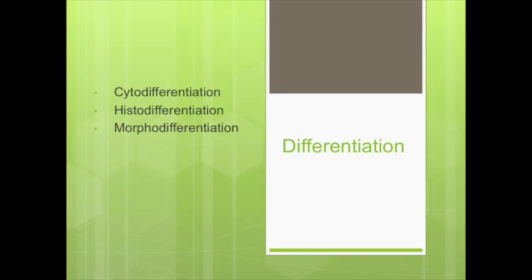There are 3 types of differentiation that affect certain structures within the developing embryo. One being cytodifferentiation, which is the development of different cell types. Another is histodifferentiation, which is responsible for development of different histologic tissue types. And morphodifferentiation, which is accountable for the differing morphology, which makes up the structure and shape of each organ or system.